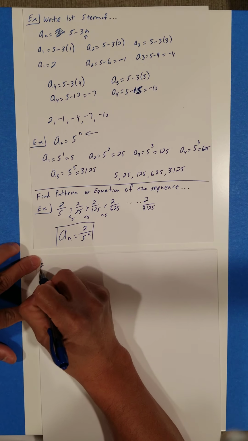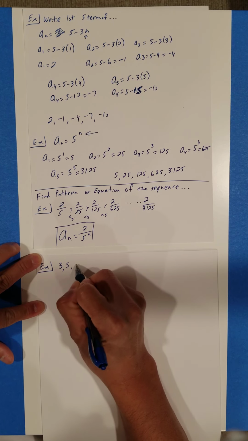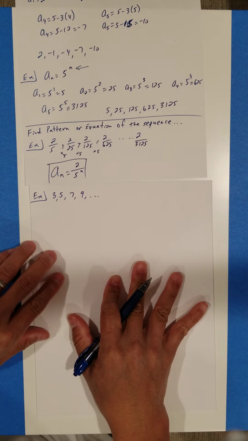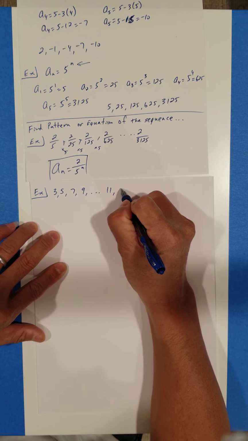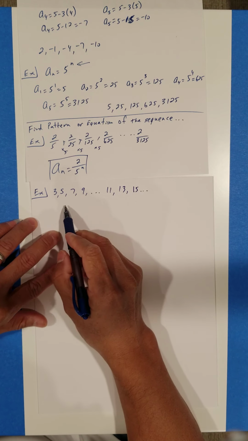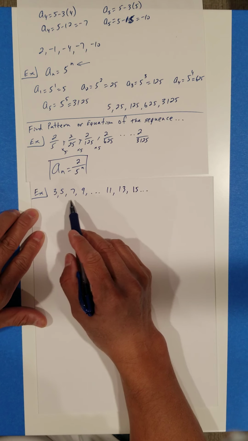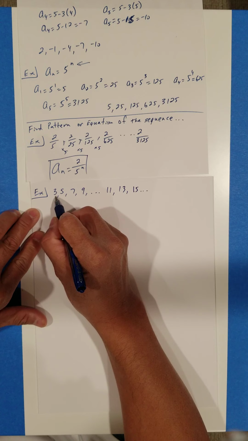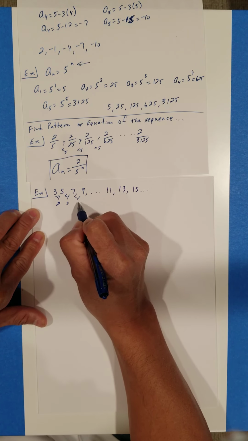Next example, let's say we have 3, 5, 7, 9, and so on. This one's pretty simple. Of course, your next numbers are going to be 11, 13, and 15, on and on. You have to write the equation for it. What you notice is that these are all odd numbers, right? This one is going up by 2, adding 2, adding 2, adding 2.